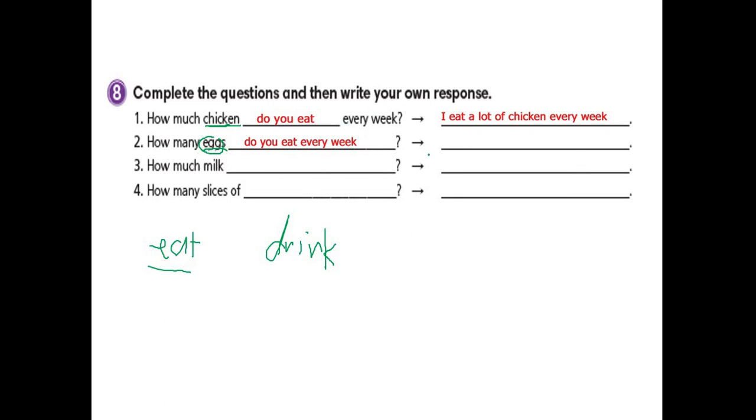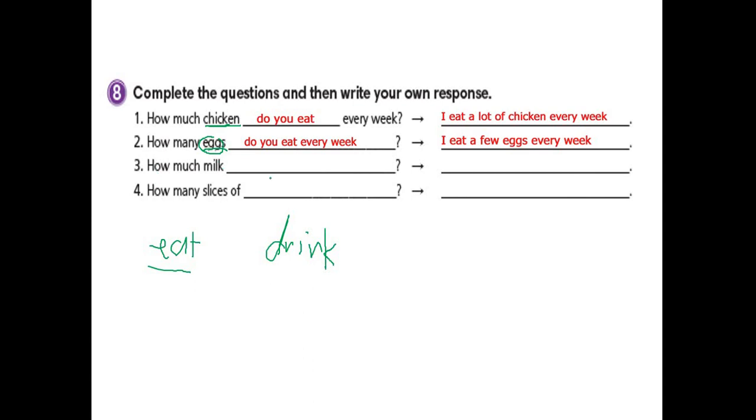Okay, next, how do you answer that one? Since our subject here is you, you will start the answer with I. Okay, subject I. So you can say I eat a few eggs every week, or I eat a lot of eggs every week. Either of the two. Because eggs can be countable, not like chicken. There's a lot of chicken, and it's not specific which part of the chicken you can eat.